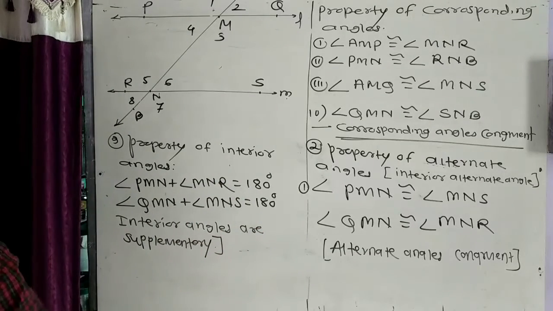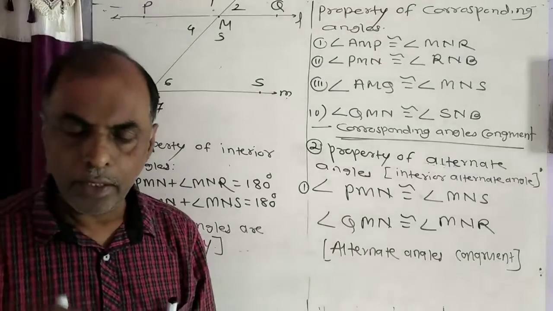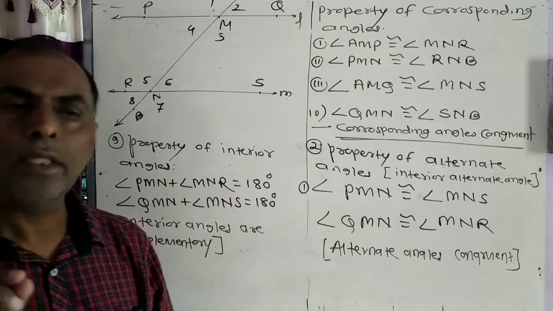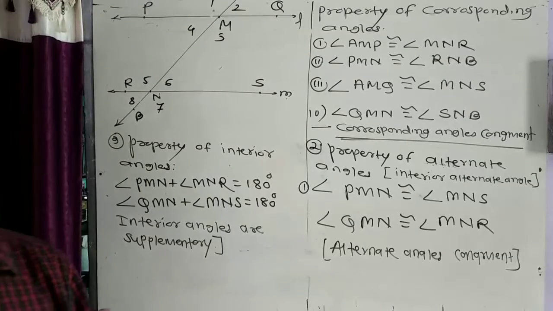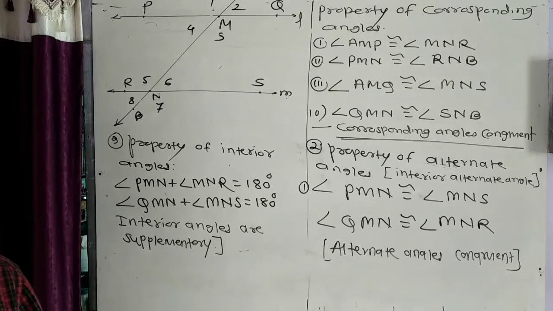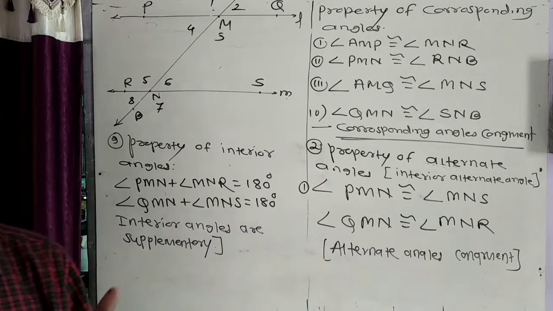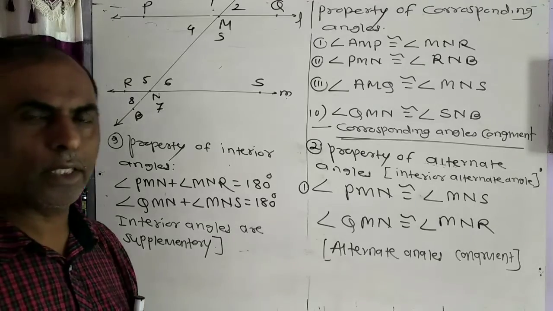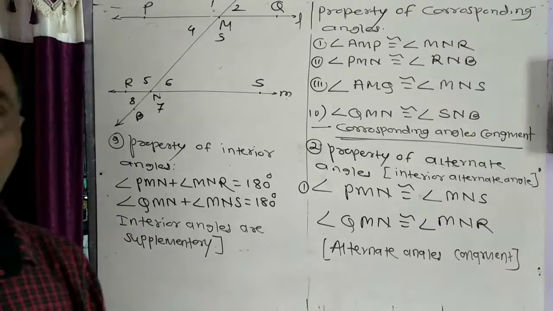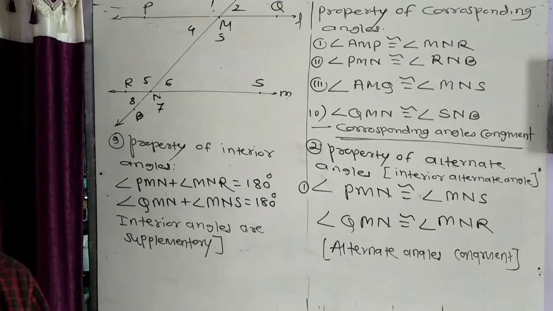So there are three important sentences. When two parallel lines are intersected by a transversal, first, corresponding angles are congruent. Second, interior angles are supplementary and alternate angles are congruent. तो आपको ये तीन सेंटेंस लर्न करना है. जब भी दो पैरेलल लाइंस आर इंटरसेक्ट बाय ट्रांसवर्सल, then corresponding angles congruent, alternate angles congruent, and interior angles are supplementary. So these are the important statements.